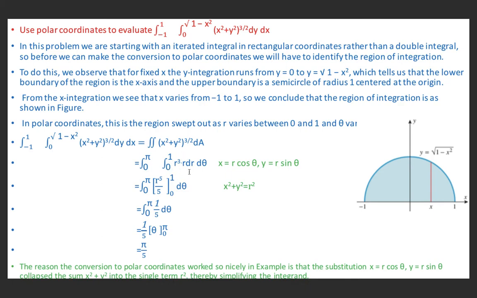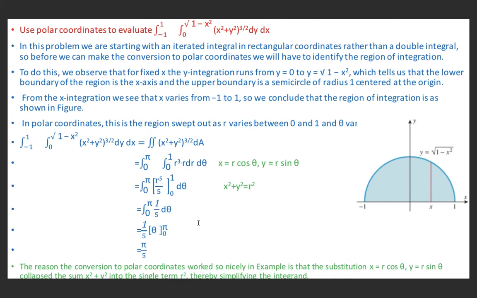So integration of r raised to power 4 is r raised to power 5 upon 5. Limits are from 0 to 1. If we substitute the upper limit, it is 1 upon 5. If you substitute the lower limit, minus 0. So I have skipped the 0. Now we will integrate it with respect to theta. 1 upon 5 is constant. Integration of 1 is theta. Limits are from 0 to pi. So substitute the upper limit minus the lower limit, so it is pi minus 0. Outside we have 1 upon 5. So it is pi upon 5.